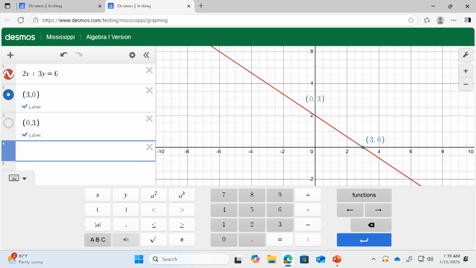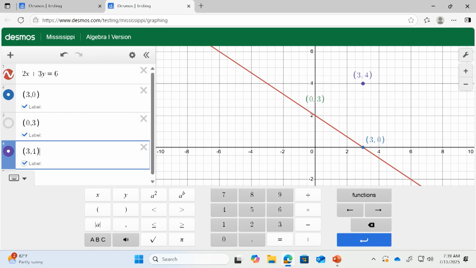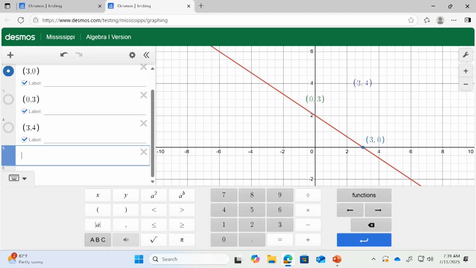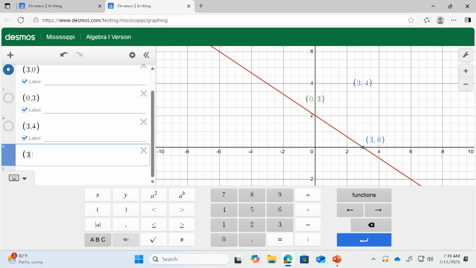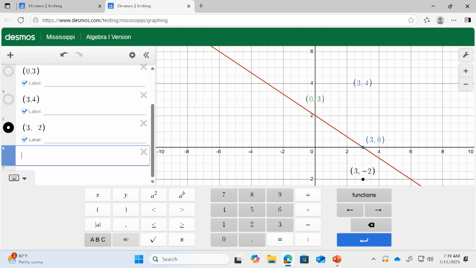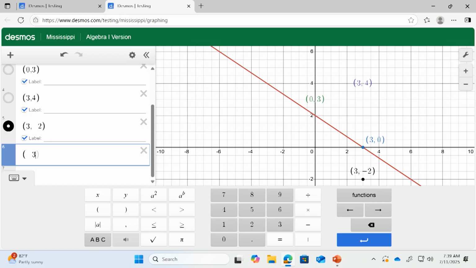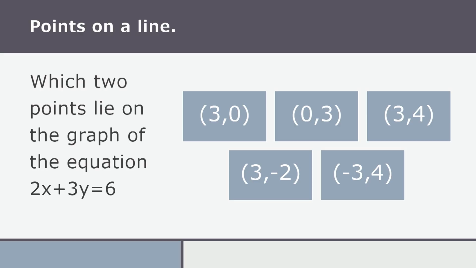Let's do our next one. Parentheses, 3, 4 and label. It does not, so let's go ahead and take that one off. Our next one is 3, -2 and label. It does not. So let's try that last one. Parentheses, -3, 4 and label. It does. So then our answers are going to look like this one and that one.